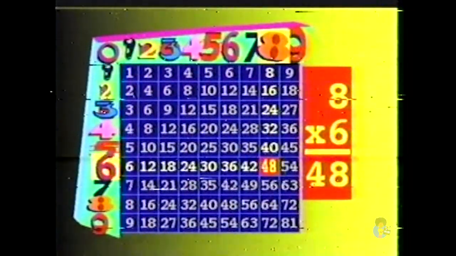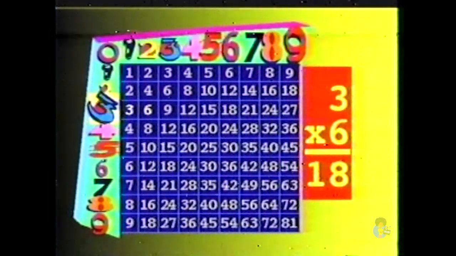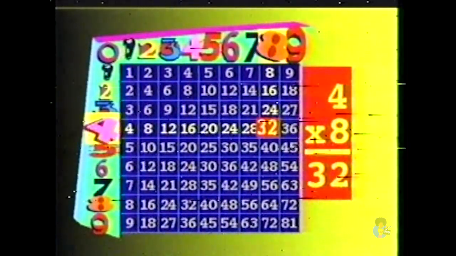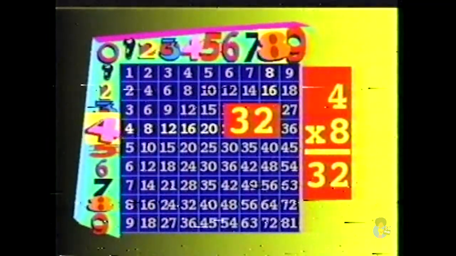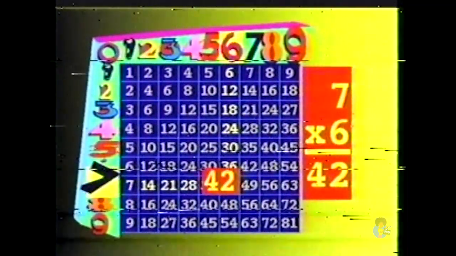8 times 6 is 48. 48 is 6 times 8. 3 times 6 is 18. 18 is 6 times 3. 4 times 8 is 32. 32 is 8 times 4. And 7 times 6 is 42. 42 is 6 times 7.